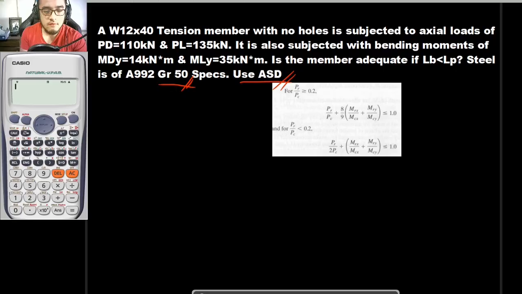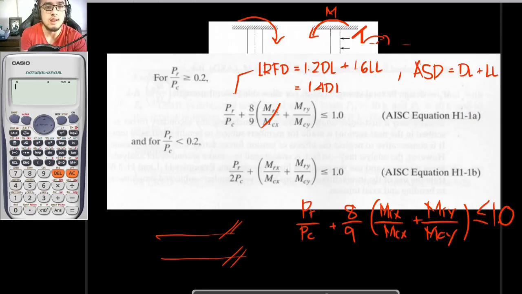So once again, if we are to deal with a tension member that has bending moments in it, we would be using these formulas right here. So it is the same as these formulas right here.